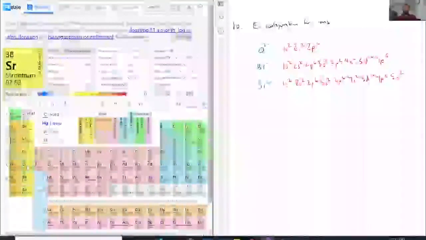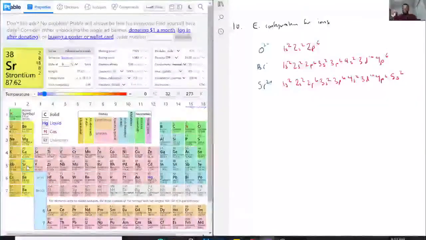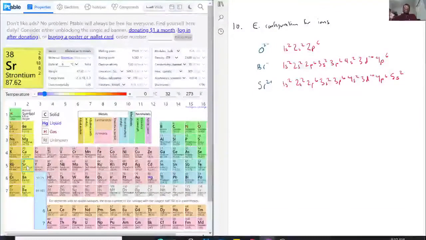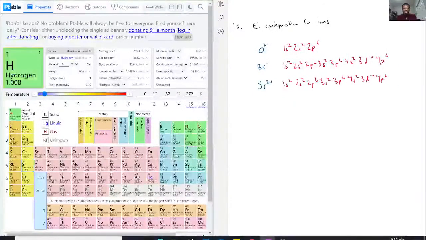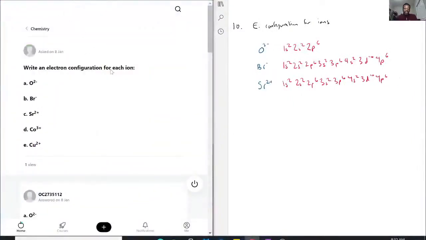So for this, it's actually losing 2 electrons. It will lose them from its outermost shell to become like krypton, because these 2 outermost electrons, that's the valence shell, are going to be gone. It lost the 5s2. So this will be the electron configuration for strontium 2+.